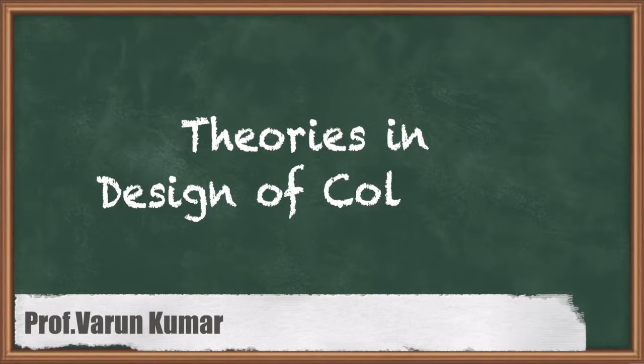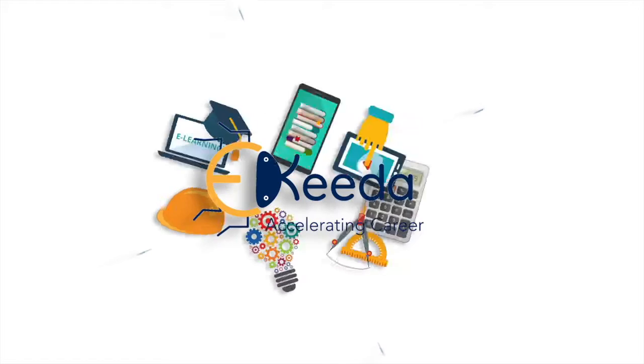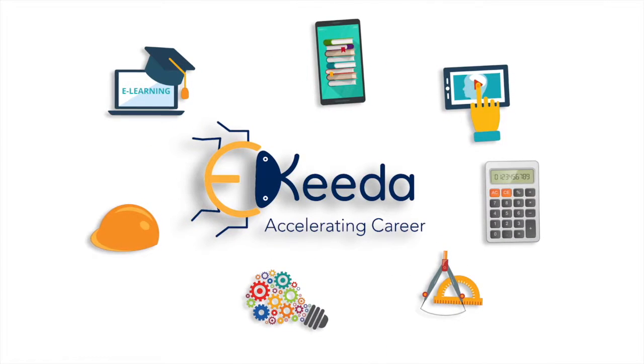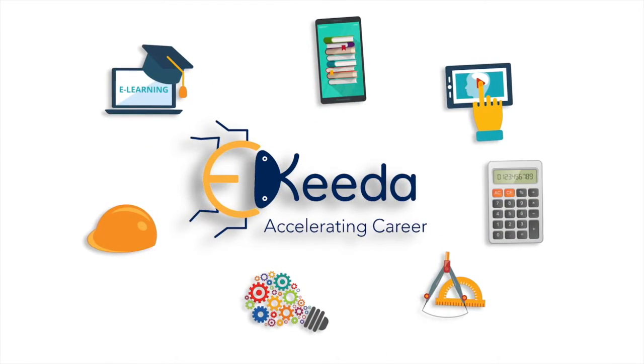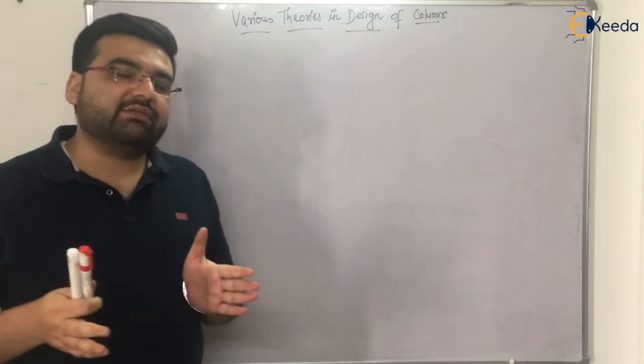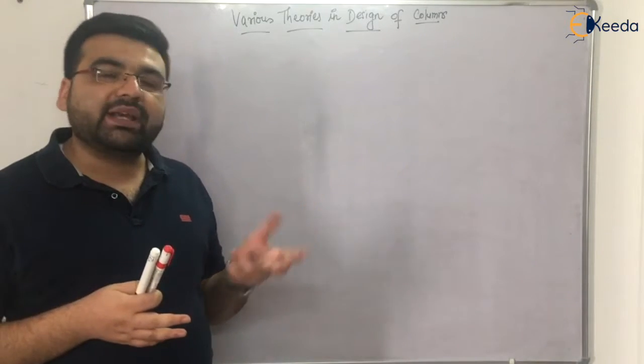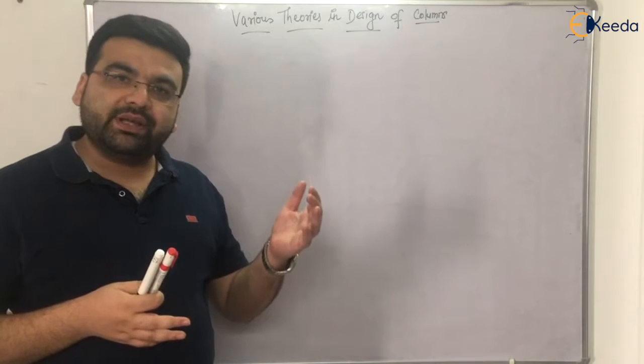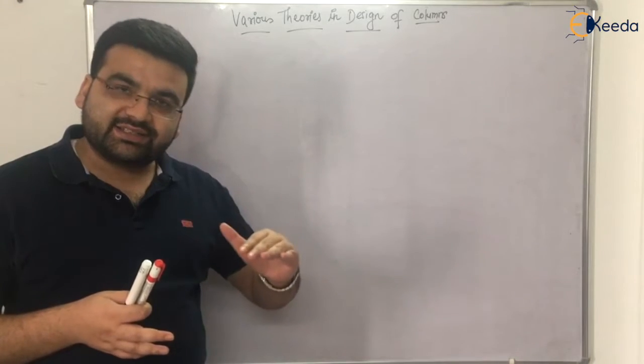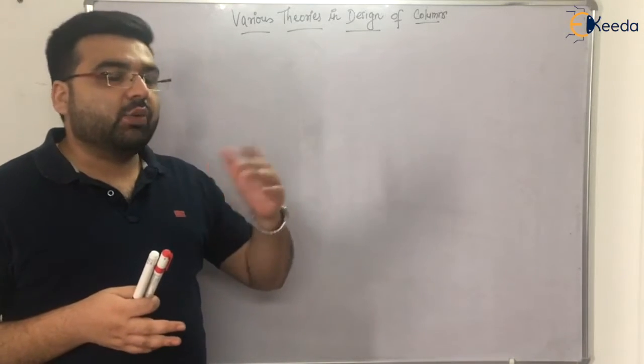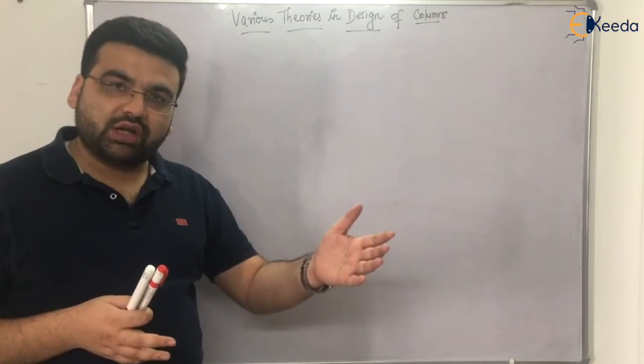Subject: concrete structures. Chapter: design of columns. Topic: various theories in design of columns. Now students, whatever we have studied till now, we studied the basic concepts: what a slab is, the difference between pedestal and slab, pedestal and columns, right? What columns are, different types of columns, okay?